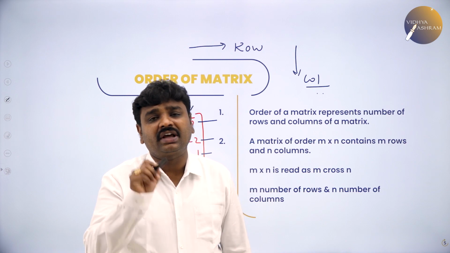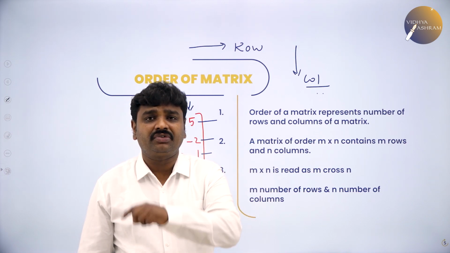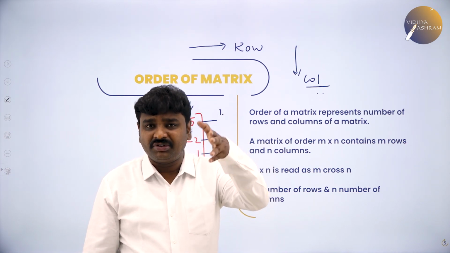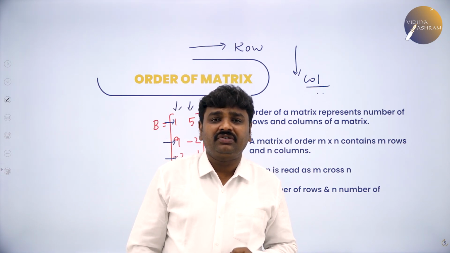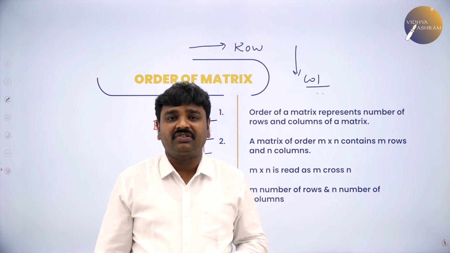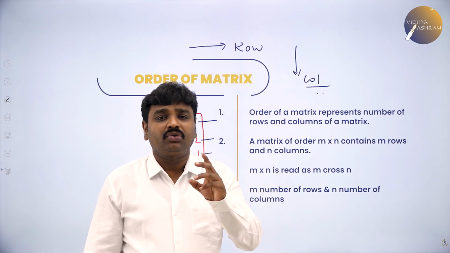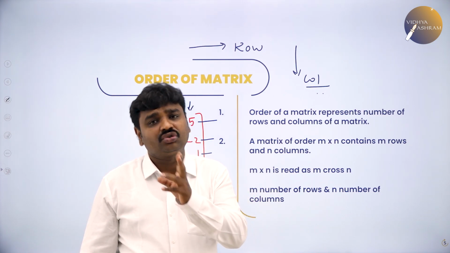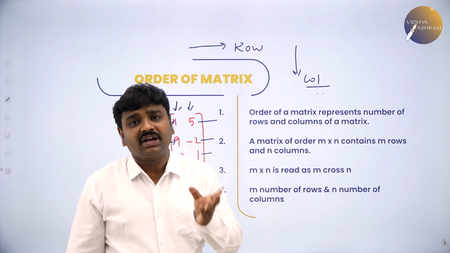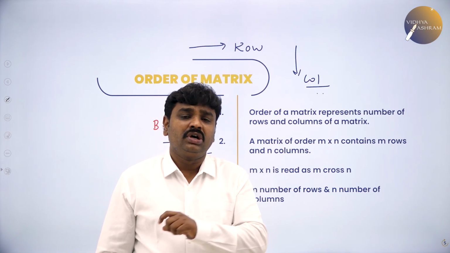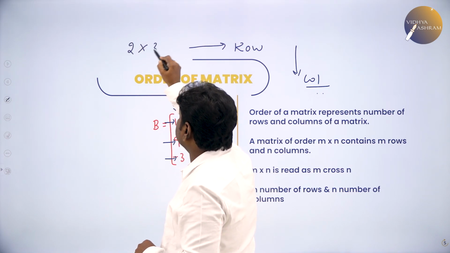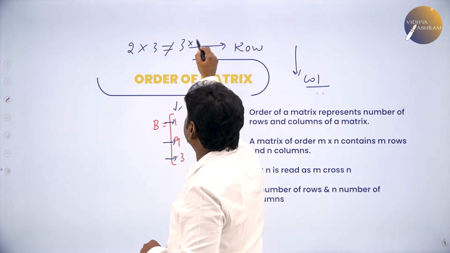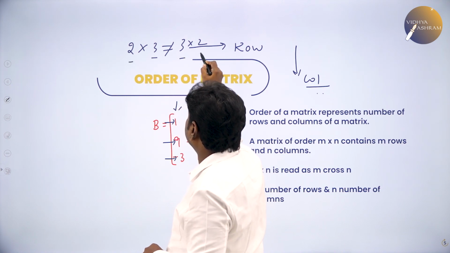What is a matrix? A rectangular arrangement of elements in rows and columns. Row means horizontal and column means vertical. What is the order of a matrix? The order of a matrix represents the number of rows and number of columns in a matrix. m cross n means m rows and n columns. 2 cross 3 means 2 rows and 3 columns. 3 cross 2 means 3 rows and 2 columns. Very interesting and important: 2 cross 3 is not equal to 3 cross 2. Please understand, here 2 rows 3 columns, but here 3 rows 2 columns.